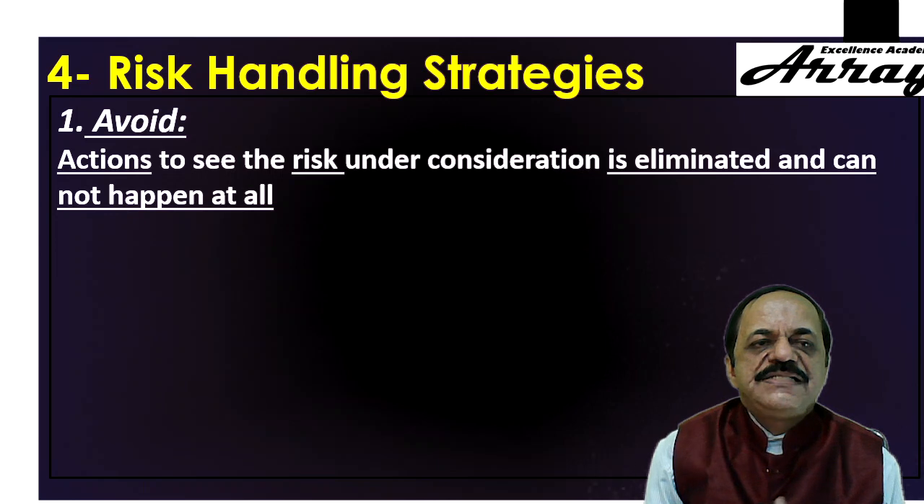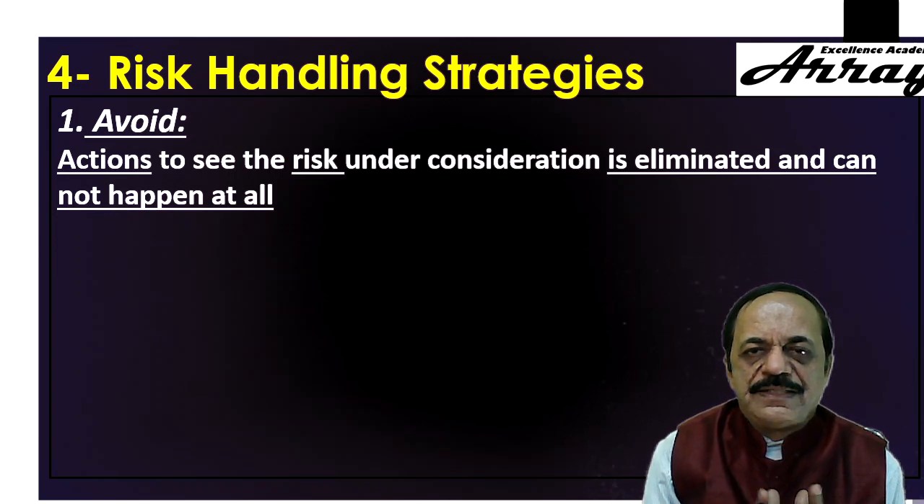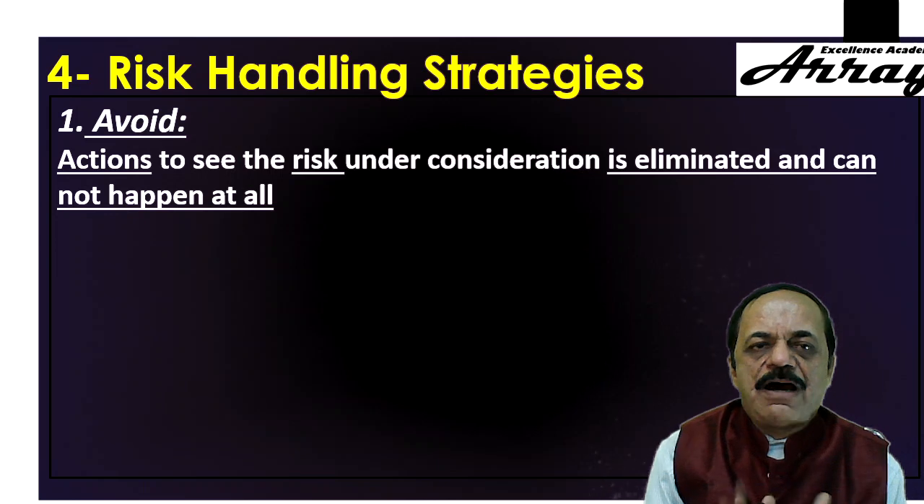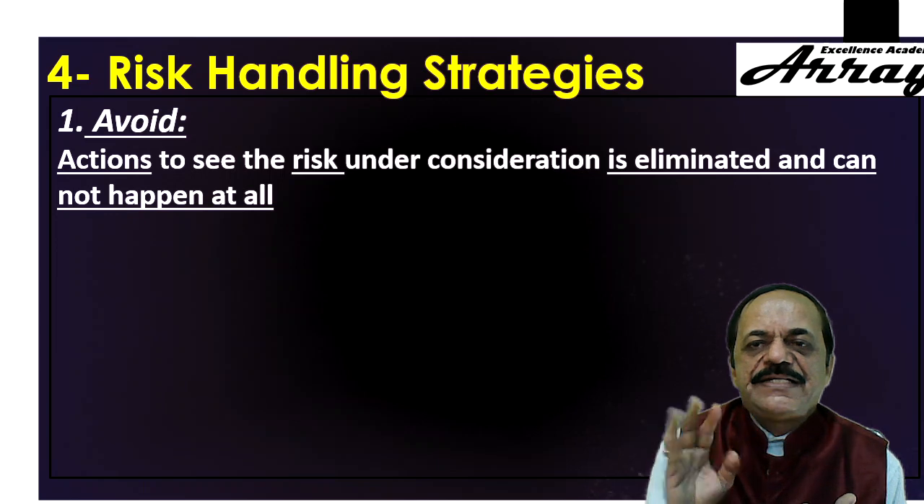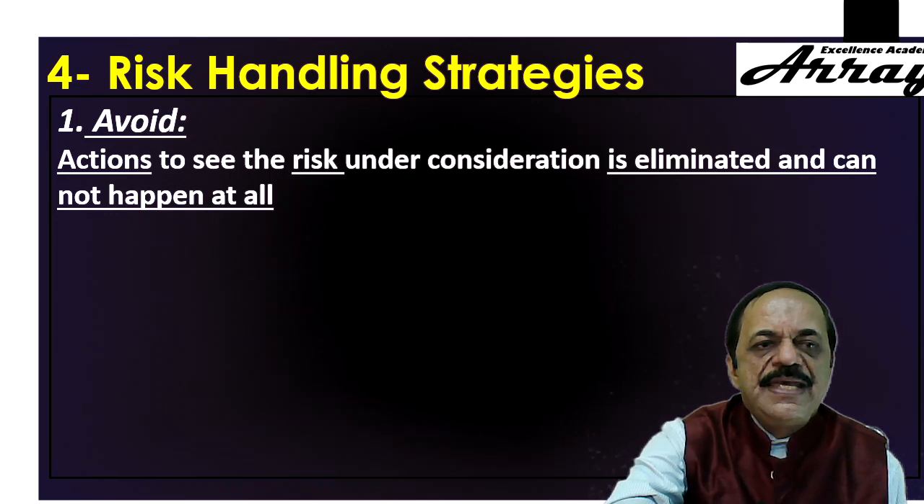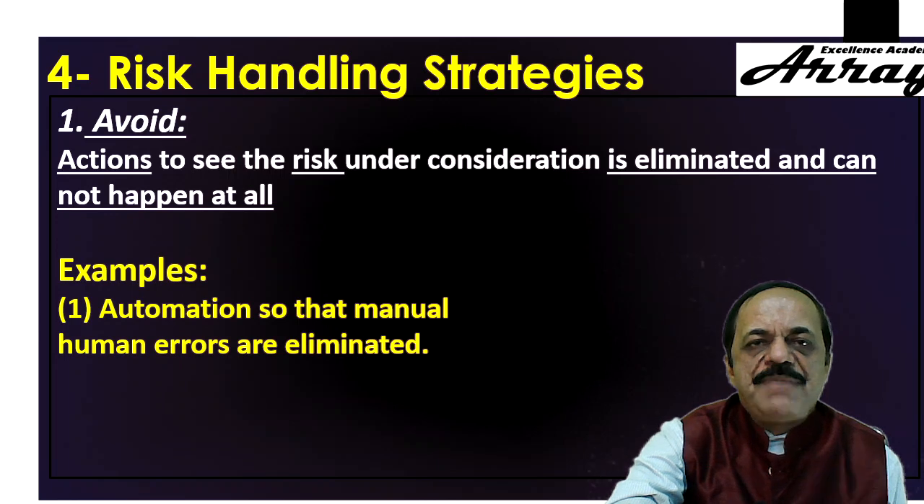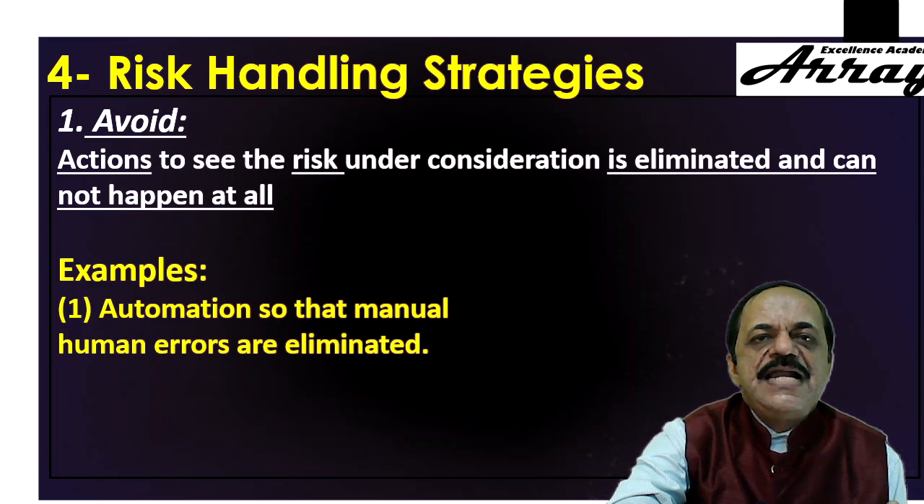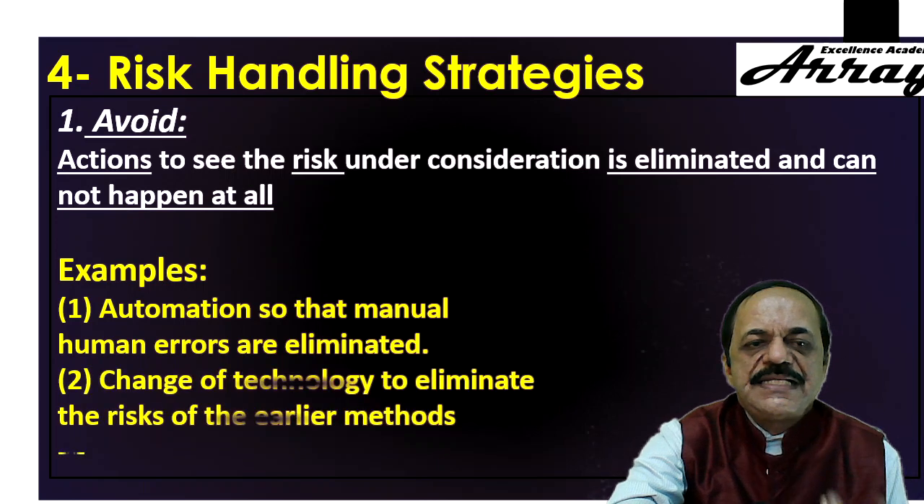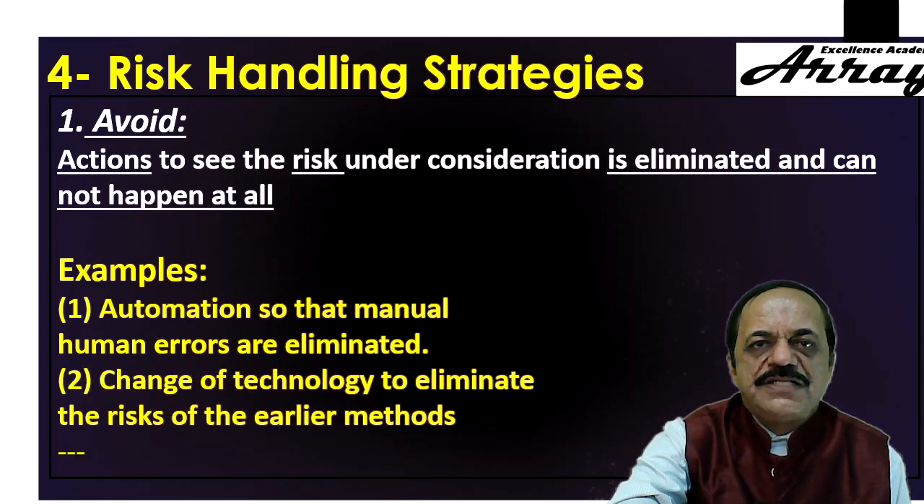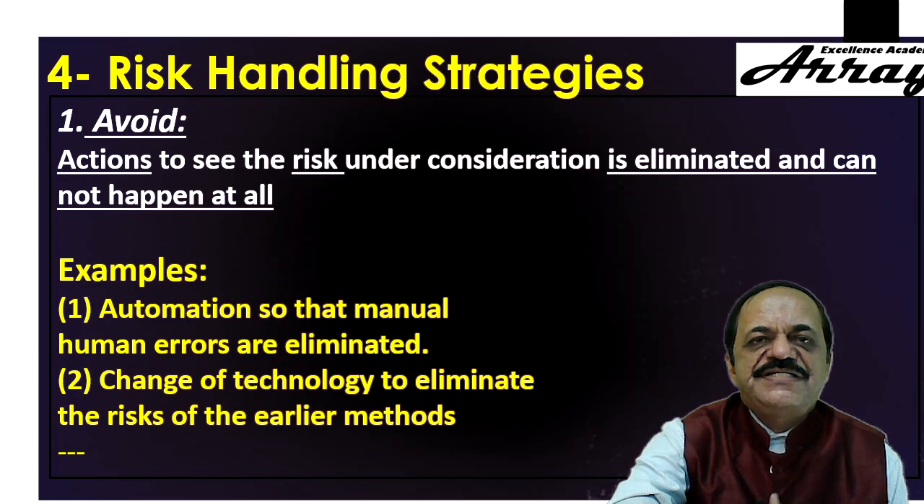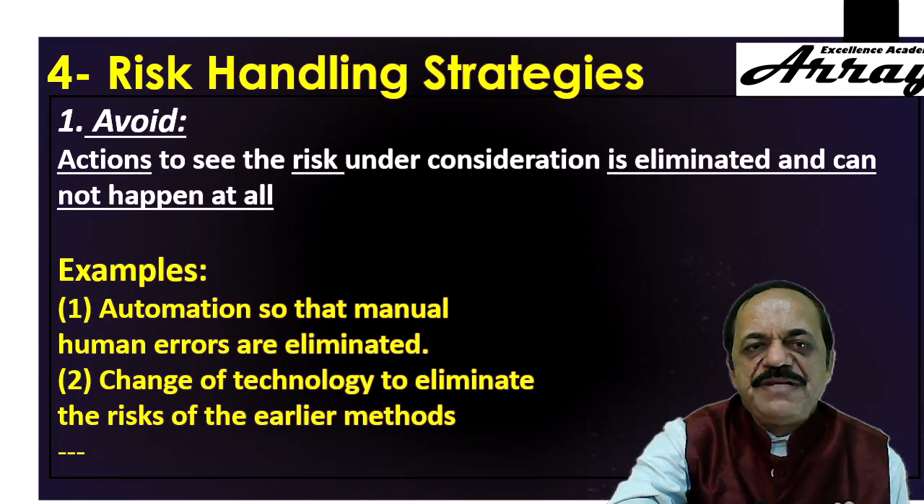Avoid. Avoid means actions to see that the risk chosen is eliminated and does not happen at all in the future. The particular risk you have chosen is totally eliminated and does not happen at all, which means you have avoided the risk. An example: if you automate a manufacturing plant which was manual earlier, a lot of manual error related risks are avoided, eliminated. Another example could be, if you change the manufacturing technology, all the problems related to the earlier manufacturing technology get totally eliminated. They do not occur at all in the future.